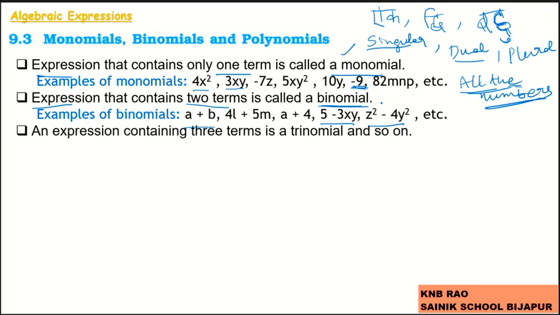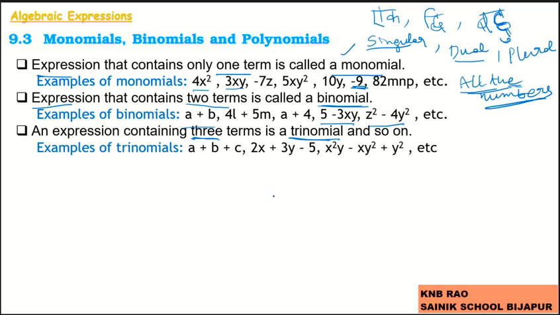Then another important algebraic expression containing three terms will be specially called a trinomial. So examples for trinomial: a plus b plus c is a trinomial, 2x plus 3y minus 5 is a trinomial because they contain three terms. 2x is one term, 3y is another term, minus 5 is the third term. So these are all trinomials.